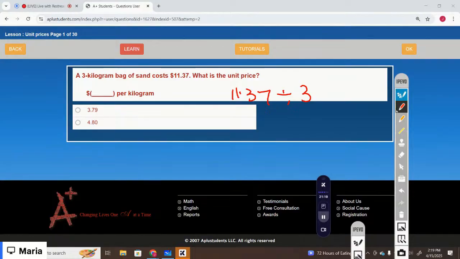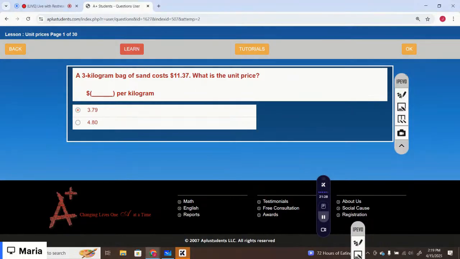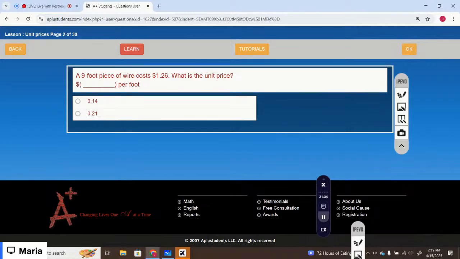11.37 divided by 3, that is $3.79. That means the price of per kilogram bag is 3.79. Option number one is the correct option. That is $3.79. A 9 foot piece of wire cost $1.26. What is the unit price?